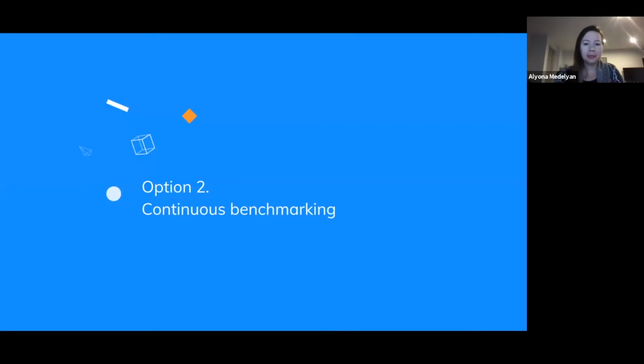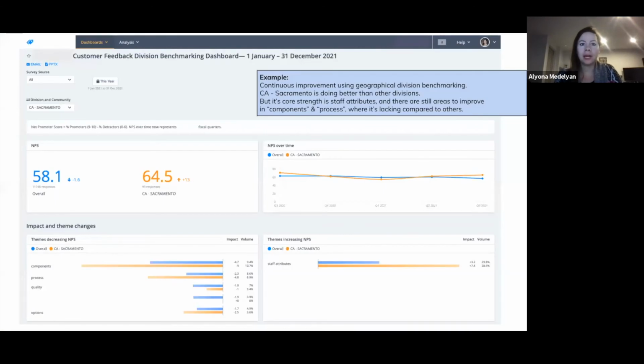Another example is continuous benchmarking. And here's an example dashboard from Thematic, where this company has been tracking geographical divisions as well. And here, looking at California, Sacramento, we can see that this particular division has a slightly higher NPS currently than overall. This is for this year.